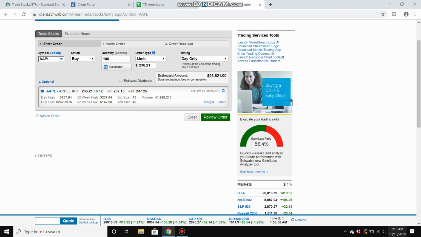Since it's Sunday and it's not even during after hours, it's when the market's closed completely, I'm not able to submit this, but this is just an example. So you submit. If it hits 236.21 on Monday, I would get filled 100 shares and it would be in your portfolio. That's how you buy stocks.